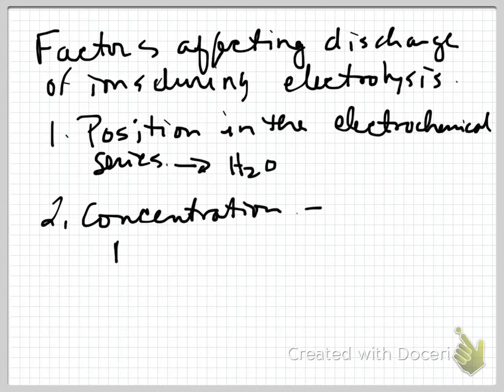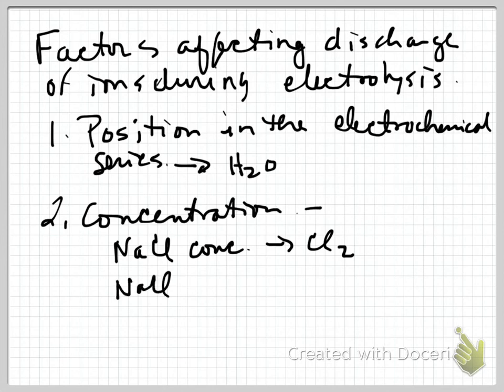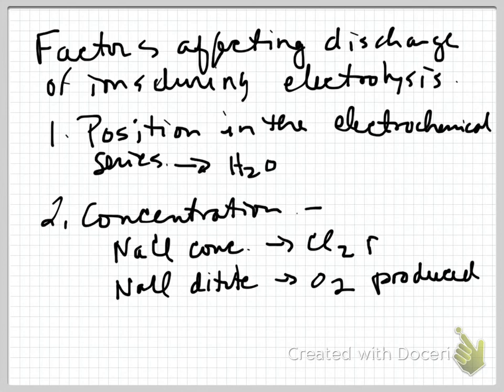Okay. 2, concentration is going to affect. And we'll see this with sodium chloride solutions. For a concentrated solution, we're going to see chlorine. Okay. For a sodium chloride dilute solution, you're going to see mainly oxygen produced. In reality, you'll see a mixture, but depending on it, you're going to see more chlorine for a concentrated solution and then more oxygen for a dilute solution.